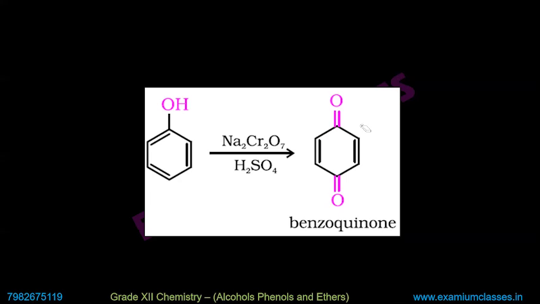Now, in this case, I have not written chromic acid. I have written sodium dichromate, Na2Cr2O7, and H2SO4. These actually give us chromic acid. So these produce chromic acid, which is used.